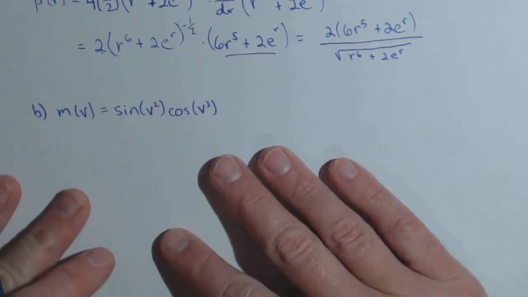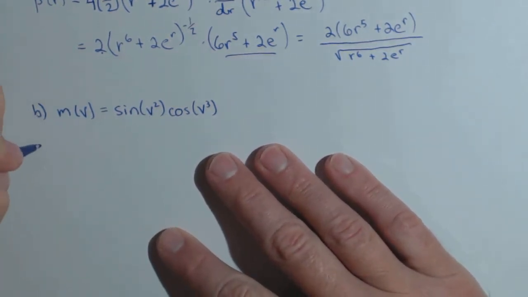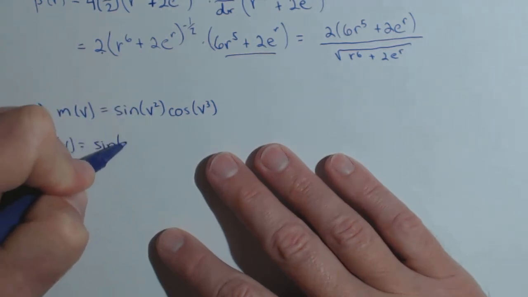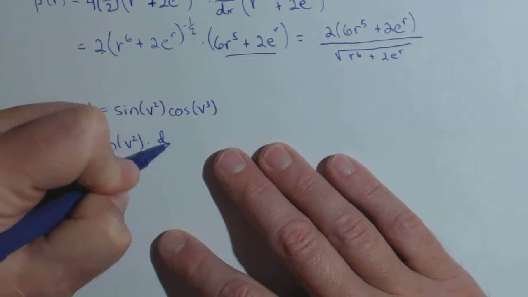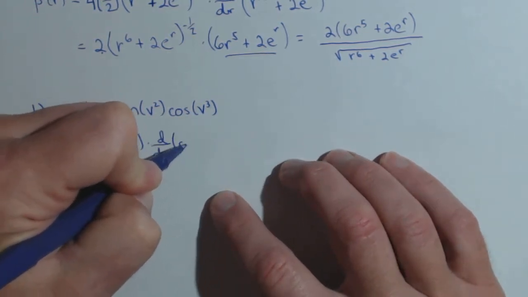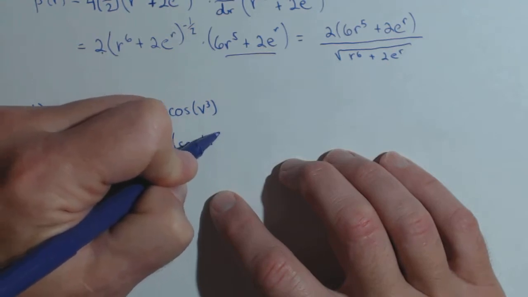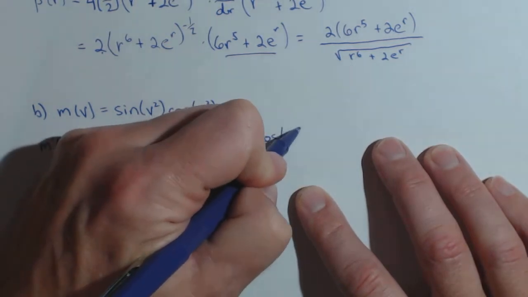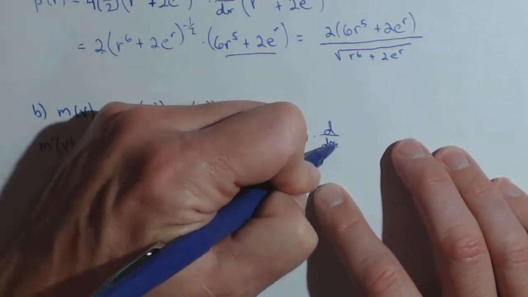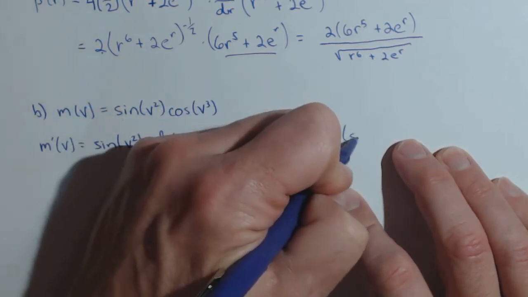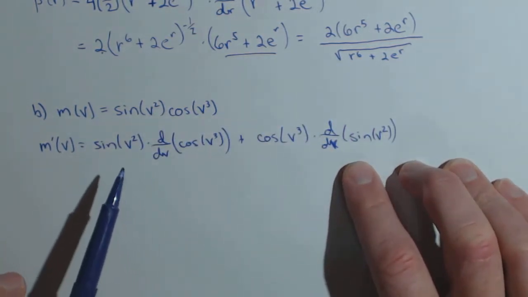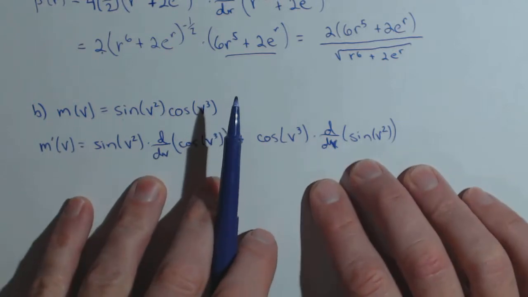So as we go to set this up, the first thing we're going to do is set it up via product rule. So m prime of v, and we'll use a little extra notation just to make that clear. We're going to hold the first part constant, so sine of v squared times the derivative with respect to v of cosine of v cubed, plus cosine of v cubed times the derivative with respect to v of sine of v squared. Okay, so you can see the product rule form in here.